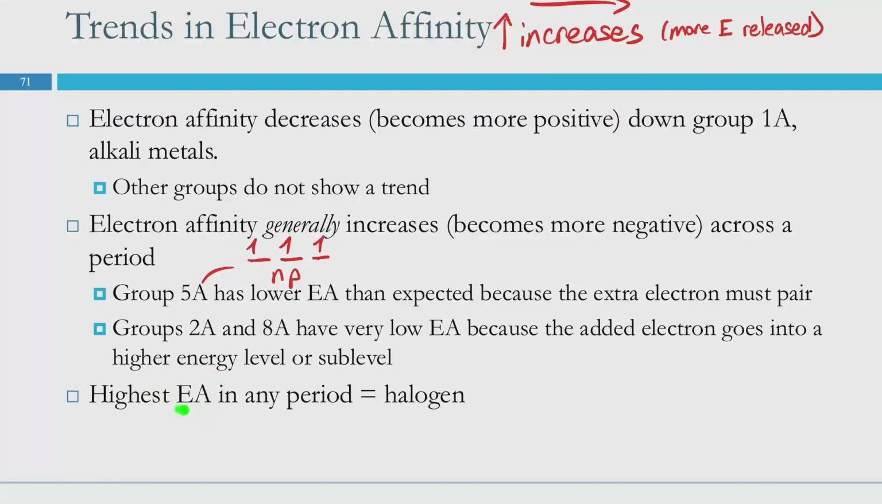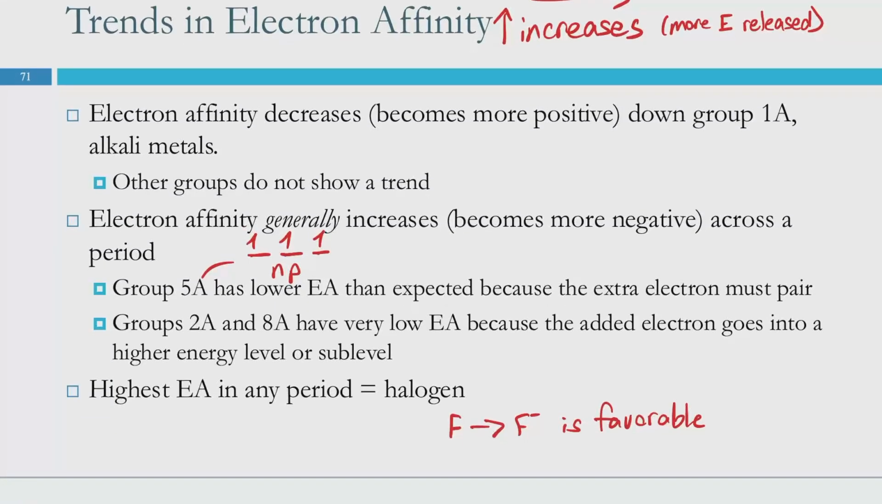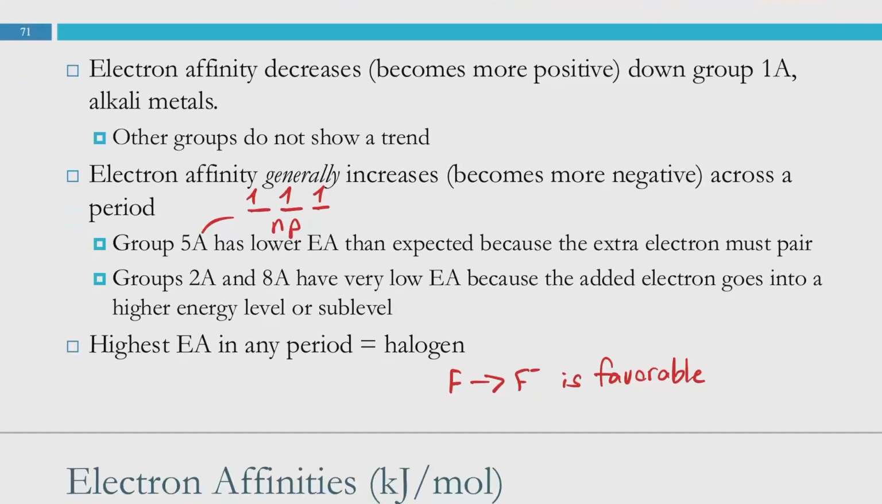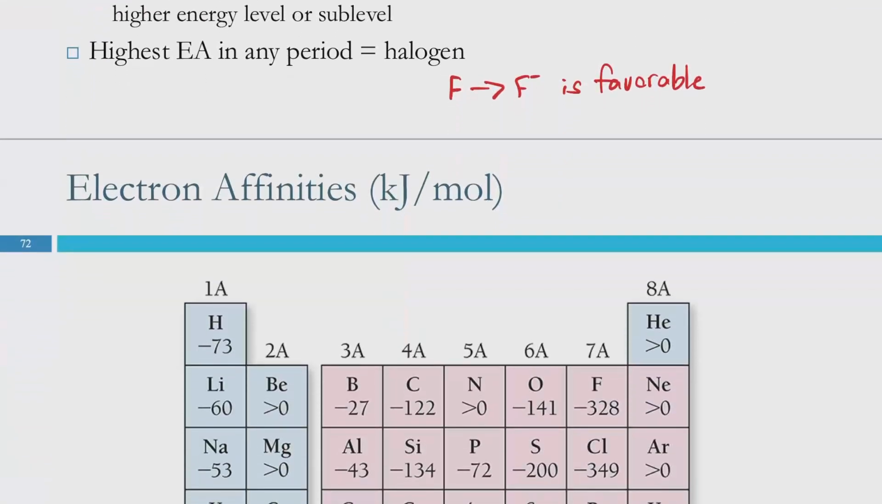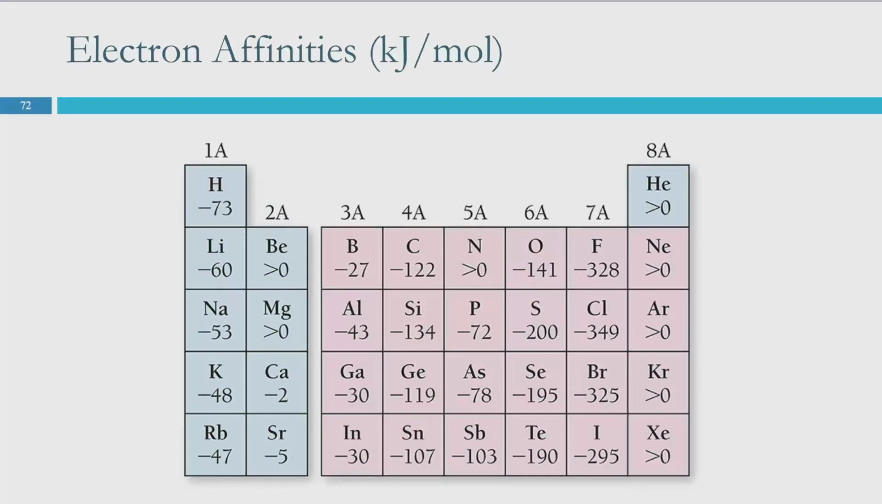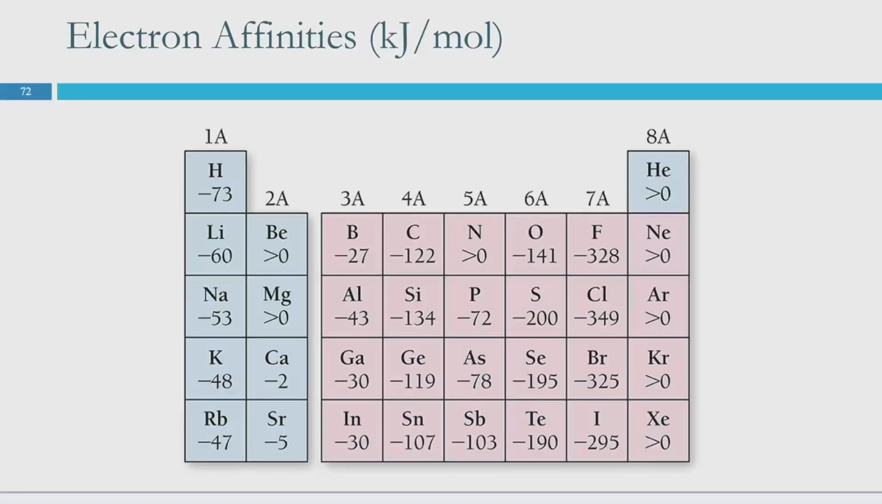The highest electron affinity for any period is going to be halogens. Halogens like to pick up an electron to turn into their 1- ion. Fluorine likes to pick up an extra electron. If we look at electron affinities, we're looking at it increasing in terms of the negative numbers getting bigger.